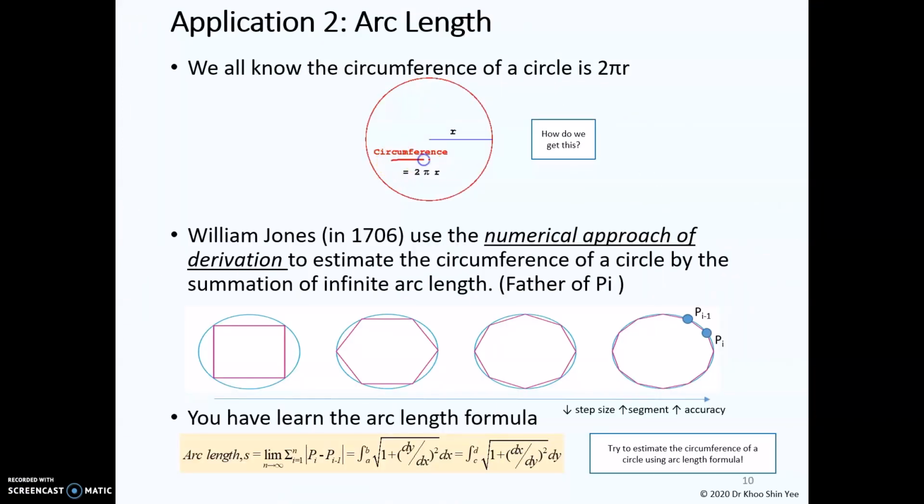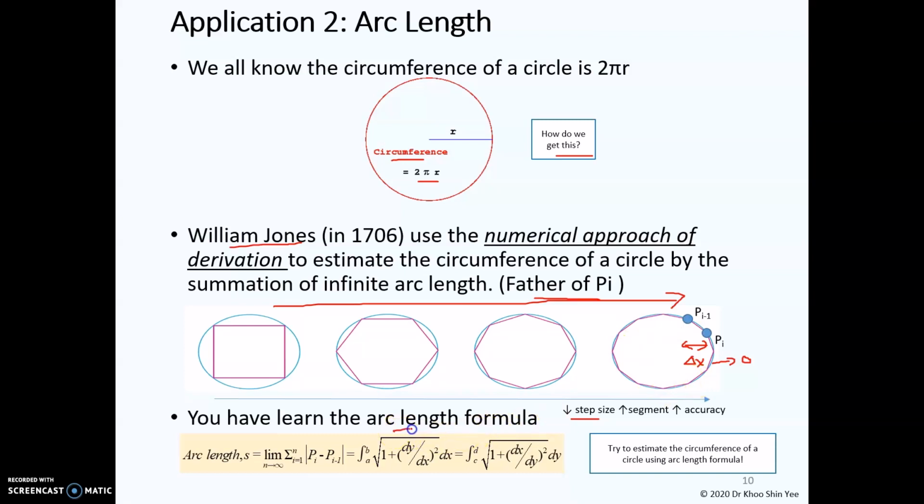All of us are familiar with the circumference of a circle being equal to 2 pi r, where r is equal to the radius. But how can we get this formula? So the founder, who is known as the father of pi, used the numerical approach here, where you can see that to approximate a linear line to a circle, you need to increase the number of segments. By doing that, you need to reduce the step size between 2 points where delta x approaches 0. Then the summation of all the infinite linear lines here will be equal to the circumference of the circle.